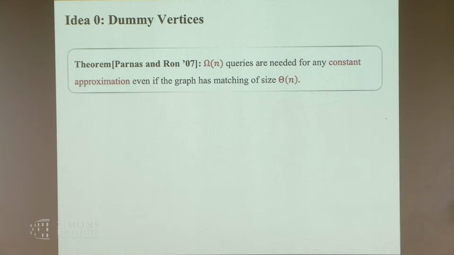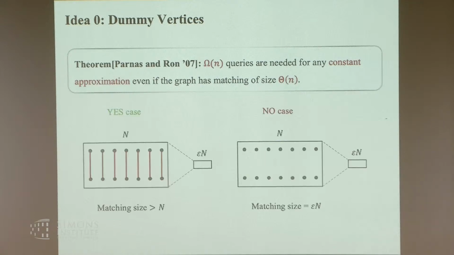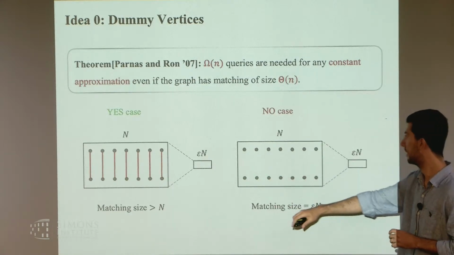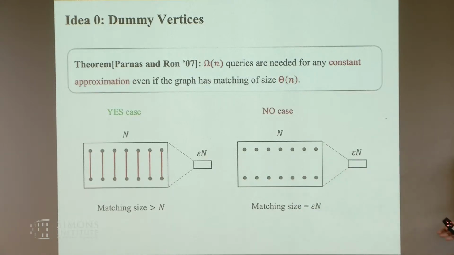Basically, the work of Parnas and Ron uses the dummy vertices idea to prove that any constant approximation requires omega of n queries. In our yes case, we can have a perfect matching in the core graph, and in the no case, we can have an empty graph. If we spend less than n queries, all the queries go to the dummy vertices, and we don't have any queries inside the core graph. So we cannot distinguish between the yes case and no case, and any constant approximation requires omega of n time.